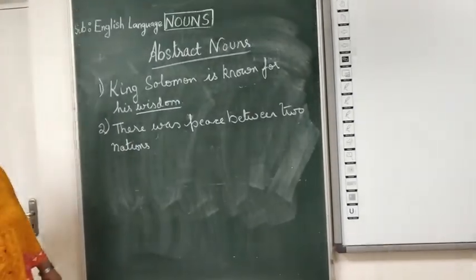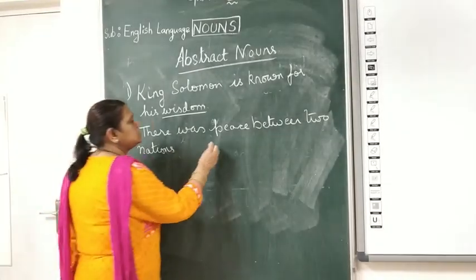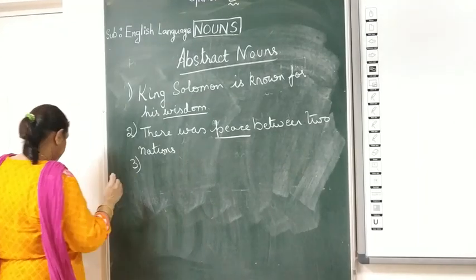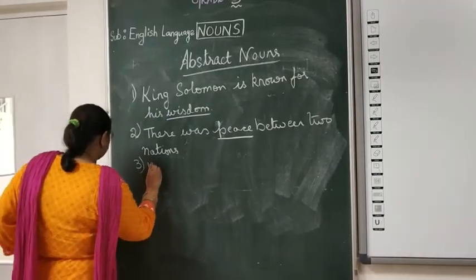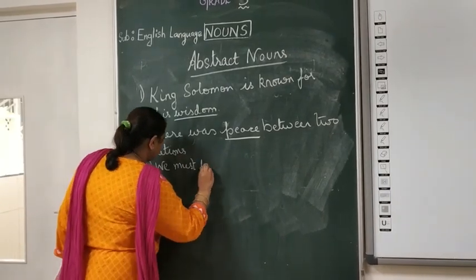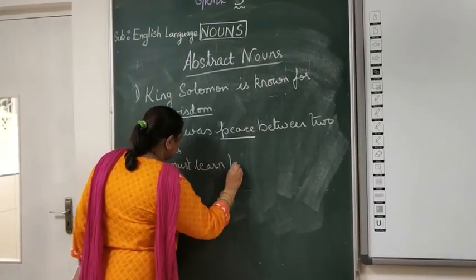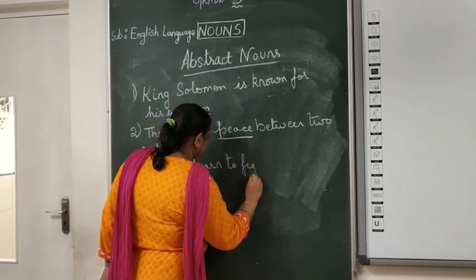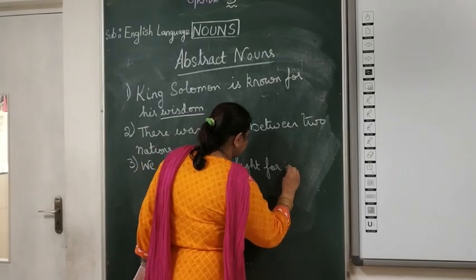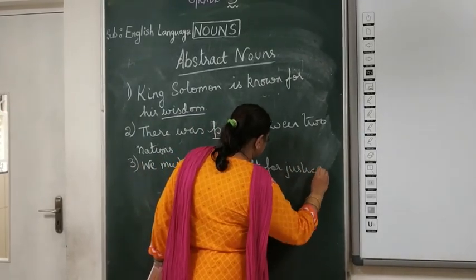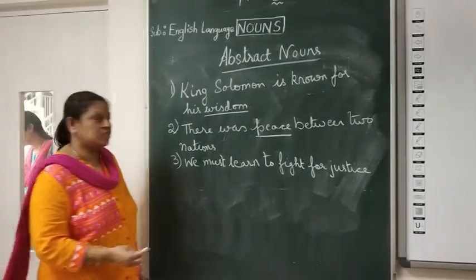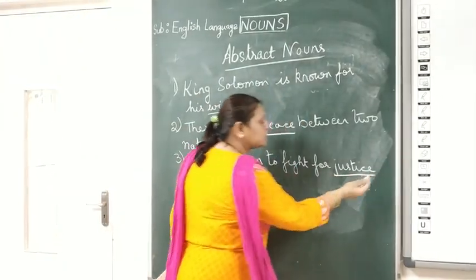There was peace between two nations. Peace is an abstract noun. We must learn to fight for justice. Justice is an abstract noun.